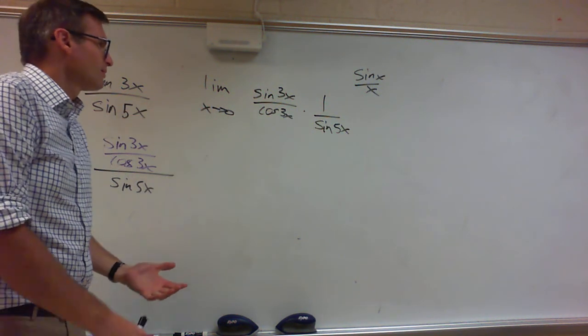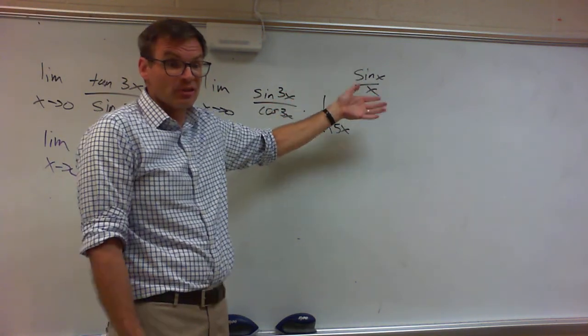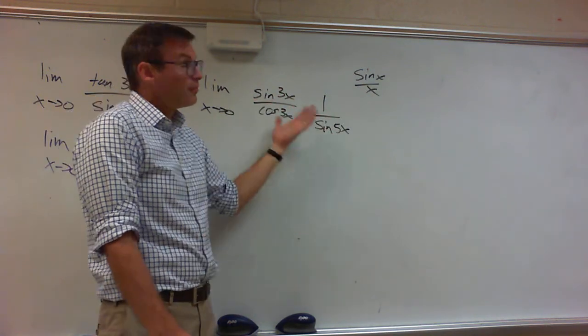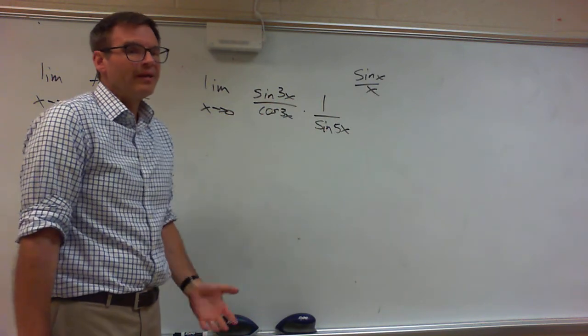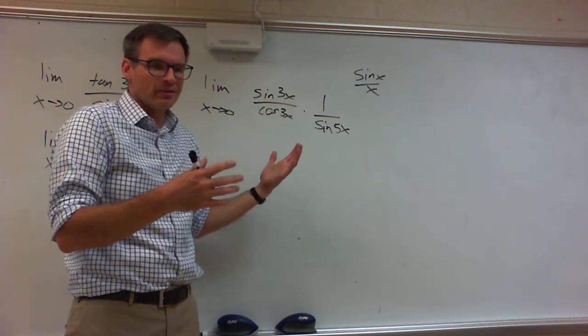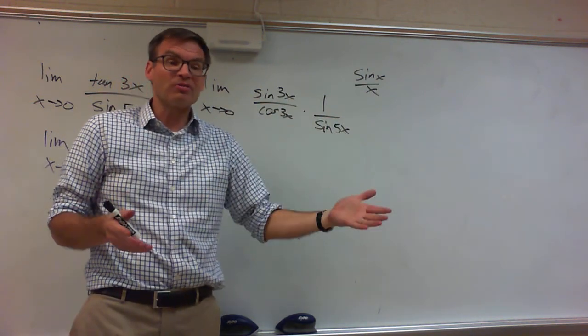Now, remember, I still only know how to handle if it's sine x over x, and I don't have that here. I've got sine, I still have this random cosine floating around, so what do? Well, anytime you've got a bunch of trig functions floating around, I'm going to break this up. Since I have 3 trig functions, I'm going to break this up into 3 fractions.